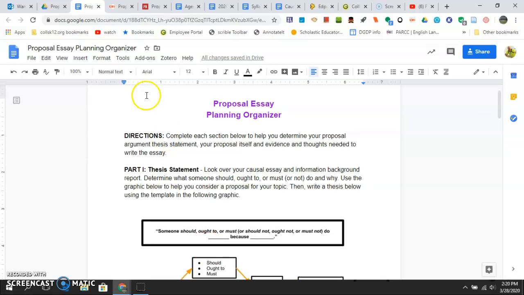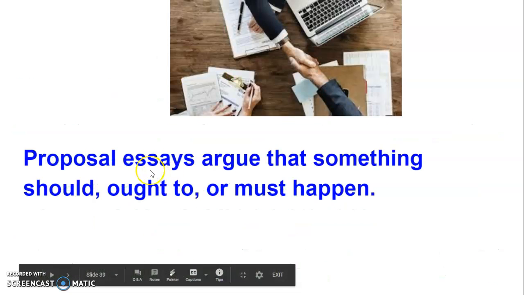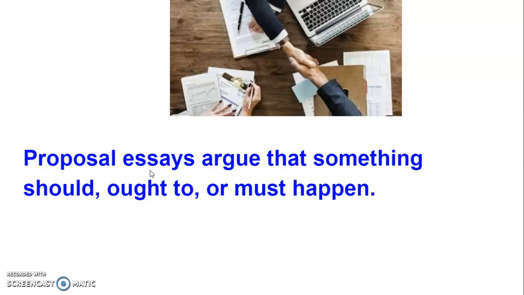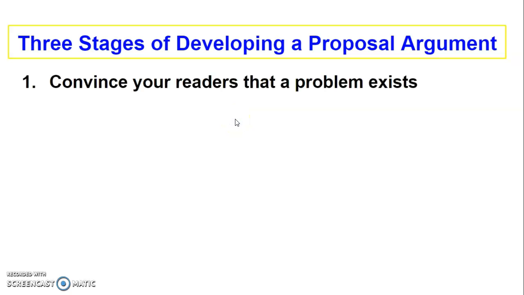So let's get back to it, shall we? And that's where I was. All right. So again, proposal essays argue that something should, ought to, must happen, or should not, ought not, or must not happen. This is the template we've been pulling the graphic from the online textbook, and our thesis will look like this. So remember from last video, the 3 stages of developing a proposal argument.